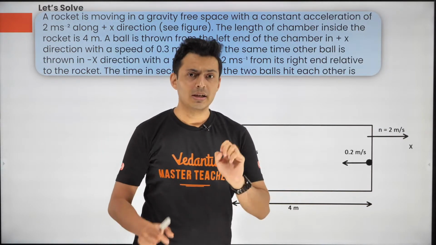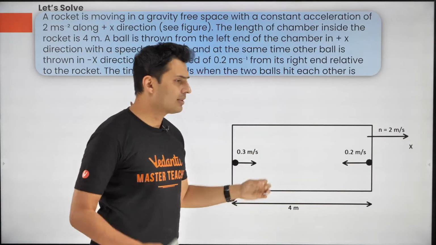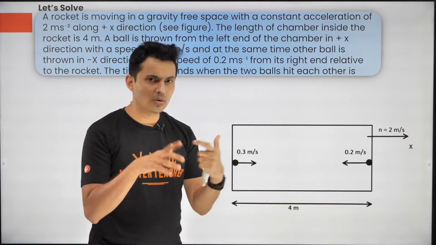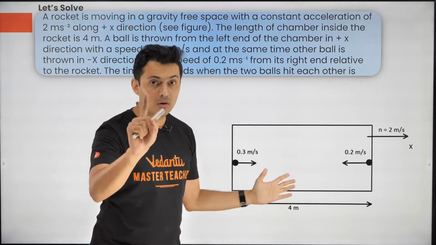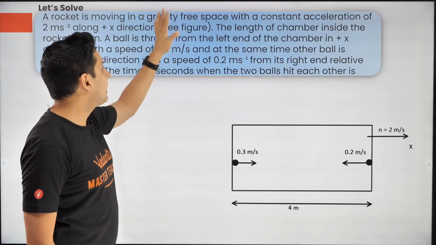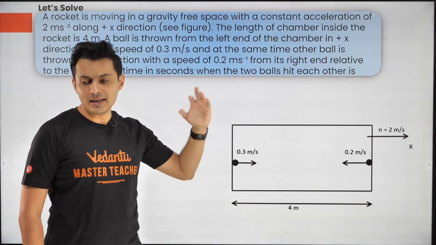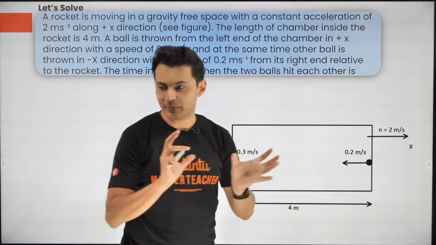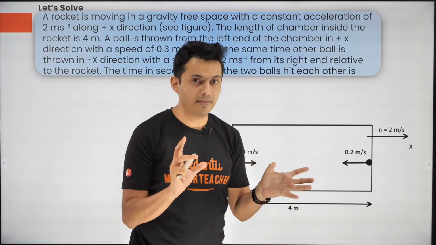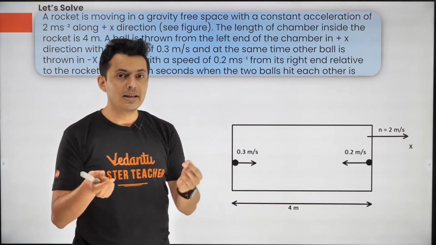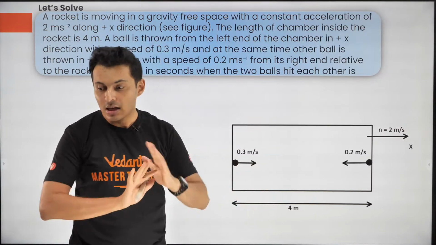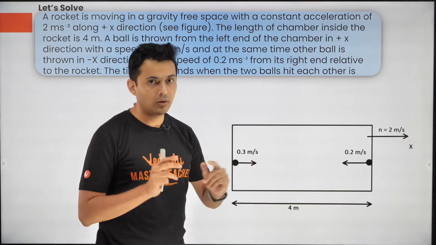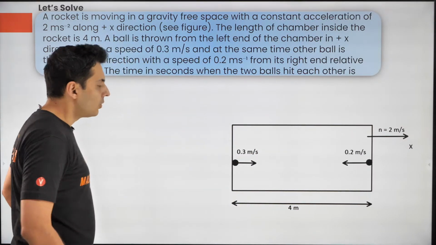Now, my first question is, what are the different forces acting on the balls once you throw them? Is there any force acting on them? I feel the answer should be no, because it's a gravity-free space environment. Even if you sit in the rocket, which is a non-inertial frame, there will be a fake force, which is nothing but the pseudo force. Apart from that pseudo force, there is no other force acting on those two balls. Clear?